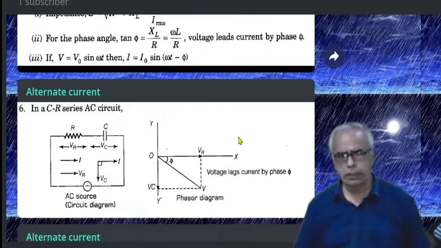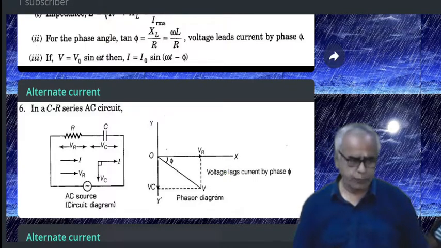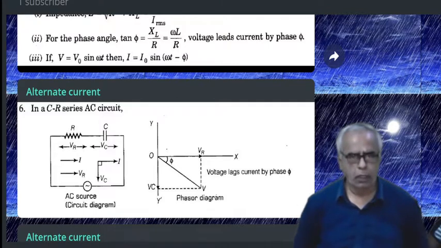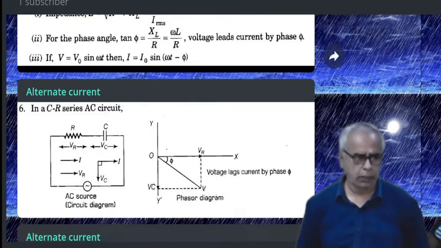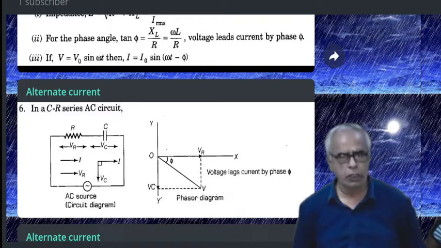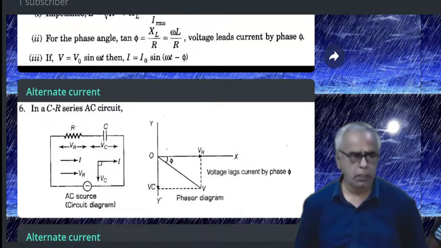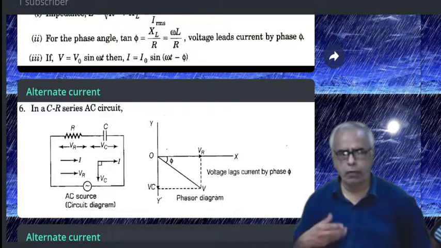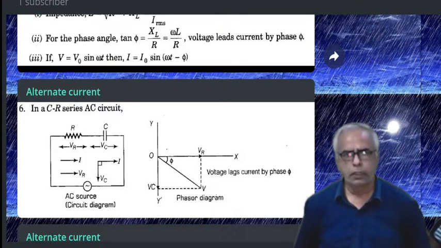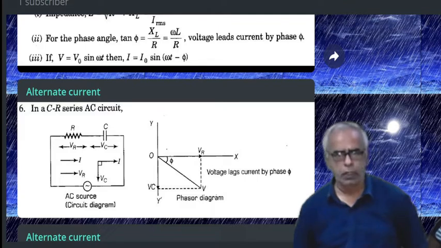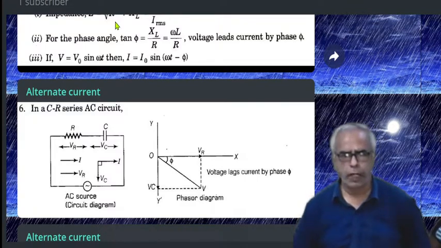As we already discussed, the phasor is nothing but the plot drawn between the phase and the vector. And what are the vectors here? Current vector, voltage vector, the voltage across the capacitor, and the voltage across the resistor. So we can have various types. Now in this case, along the x-axis we have VR, and along the y-axis we have VC, okay?